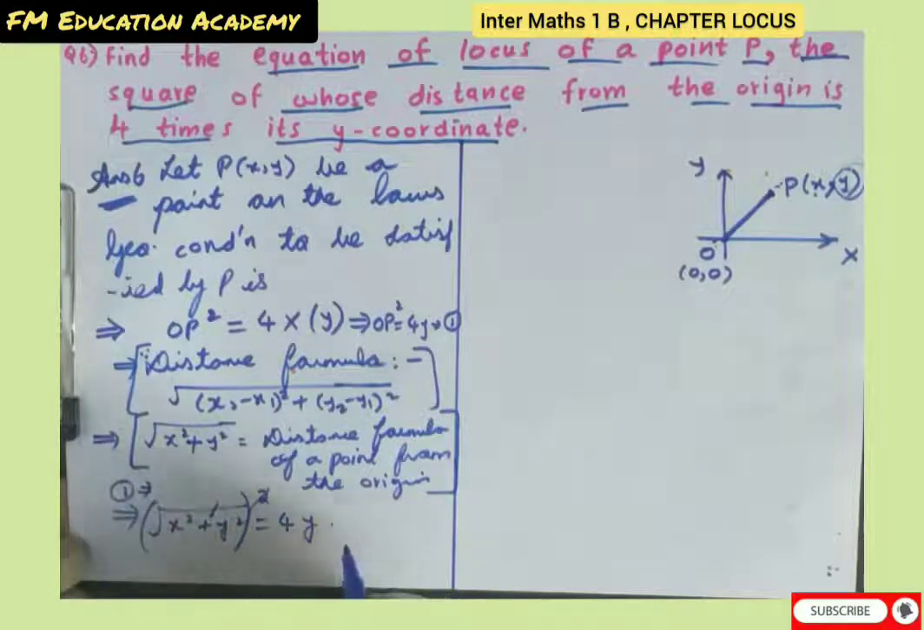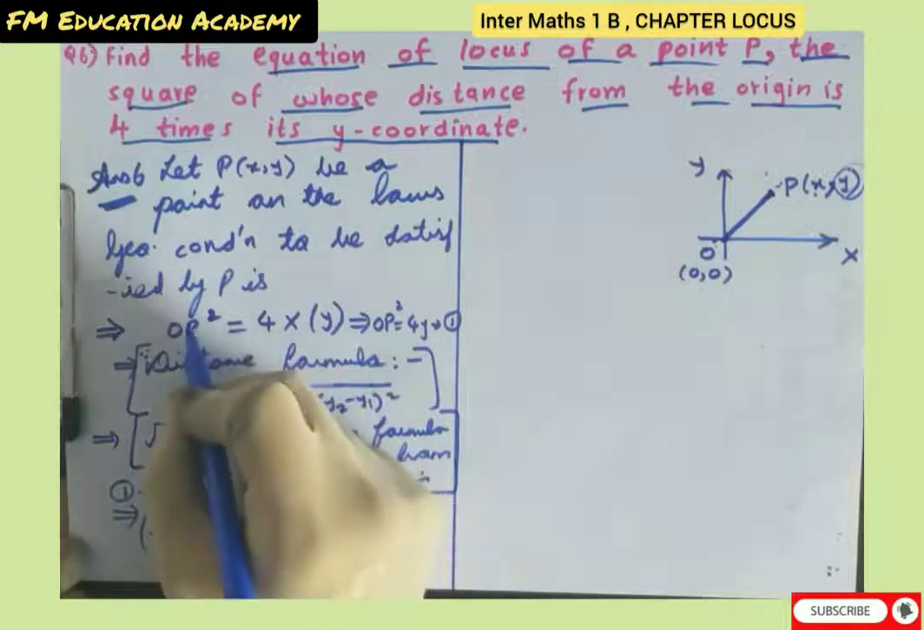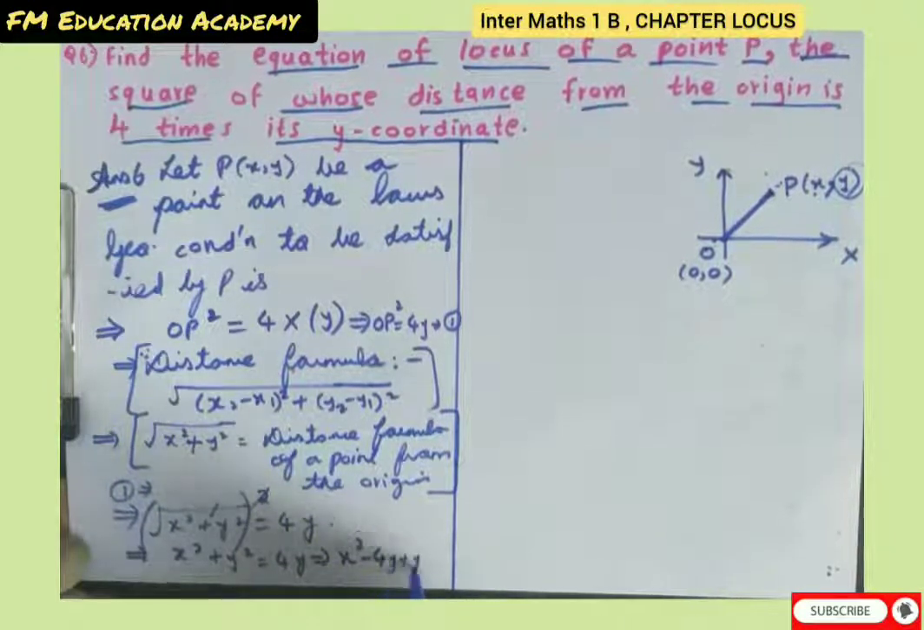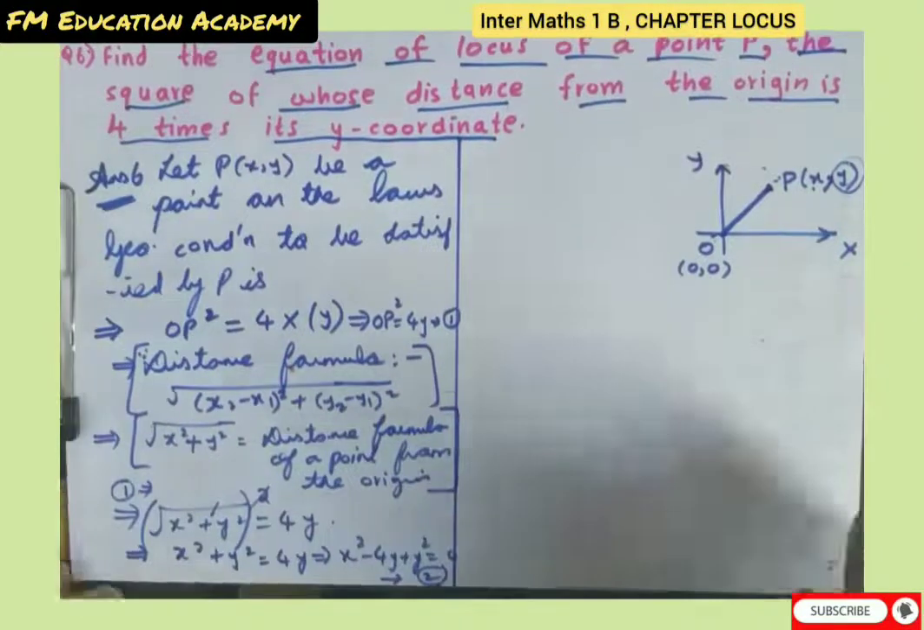This is one more tip. Don't get confused and don't square on both sides. No need to square. Why? Because the root is already removed. Why is the root removed? Because in the question it is already given OP square. So what does it become? x square plus y square is equal to 4y, or this becomes x square minus 4y plus y square is equal to 0. Let this be equation 2. Now this is our equation of locus.